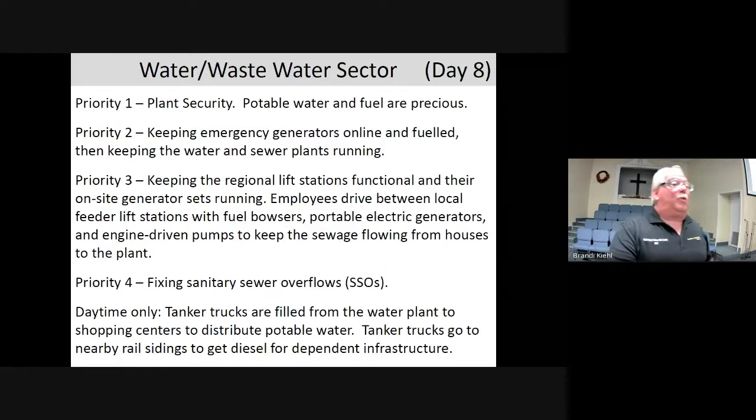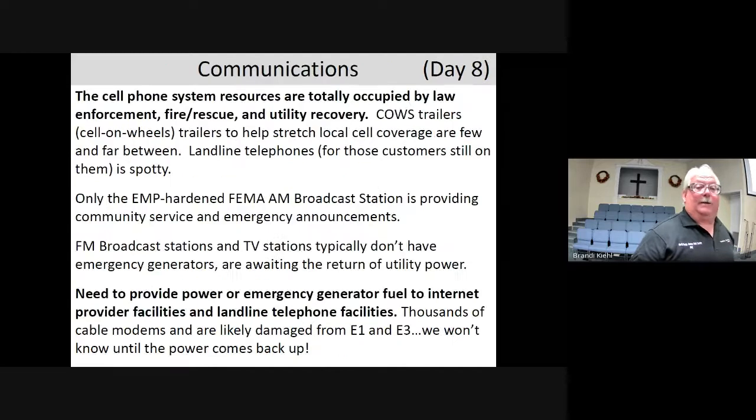Tank trucks filled with potable water from the water treatment plants will probably be going out to local shopping centers to give people whose water system isn't working something to drink. Cell phone system. The system's going to be totally occupied by law enforcement, fire and rescue, and utility recovery. They use COW trailers. Do you know what a COW trailer is? That's a cell on wheels. It's a portable cell system that's built onto a trailer. They pull them in, they got a diesel generator they run, and they basically replace the cell tower that you love in your neighborhood that looks like a palm tree. Okay, the ones that are dead will be replaced by these portable units, but they'll still be prioritized only for law enforcement, military, and all that kind of stuff.